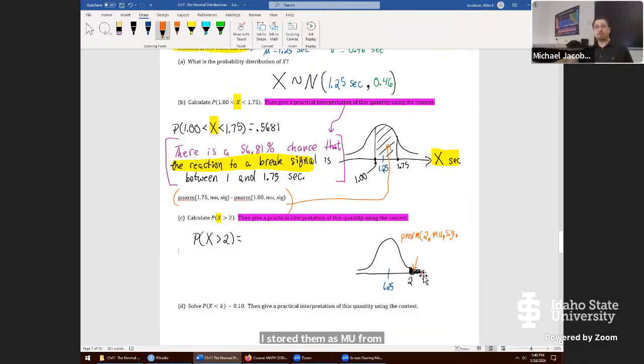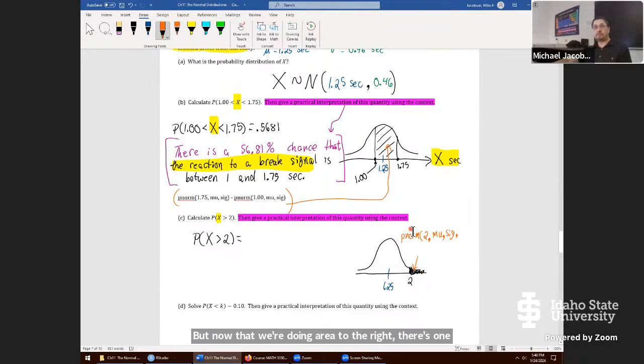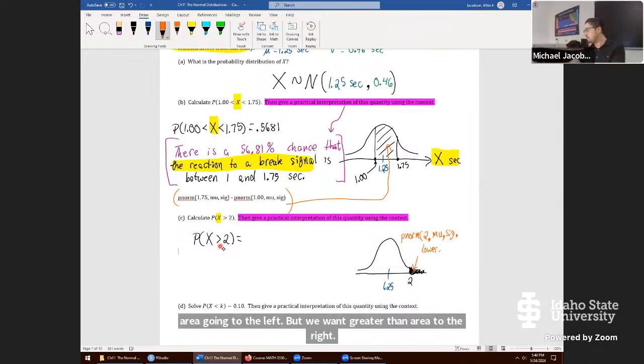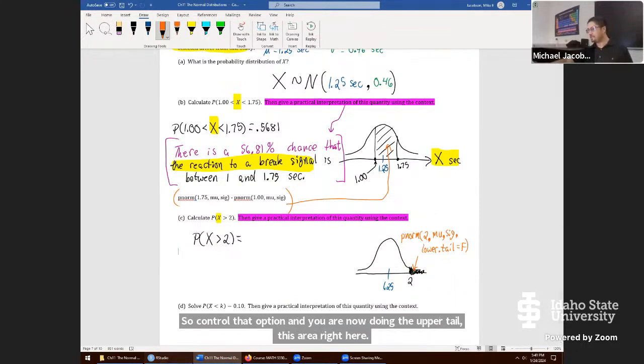I stored them as mu for mu, sig for sigma in RStudio, so I'll write them out this way. But now that we're doing area to the right, there's one other option we have to control. By default, the pnorm function is going to accumulate area going to the left, but we want greater than area to the right. So what we do is we say lower dot tail equals false. So control that option, and you're now doing the upper tail of this area right here. So let's implement that and see if it actually works.